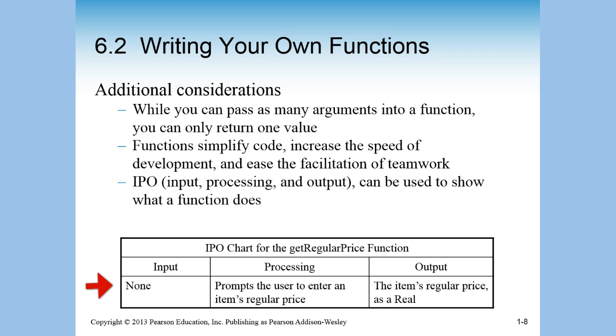And finally, in the third row, under each title, you identify the data that needs to be input into the function. This will be your parameters. What will be done with the input? This will be your processing. And finally, at the end of the function's run, what will be returned to the statement calling the function.